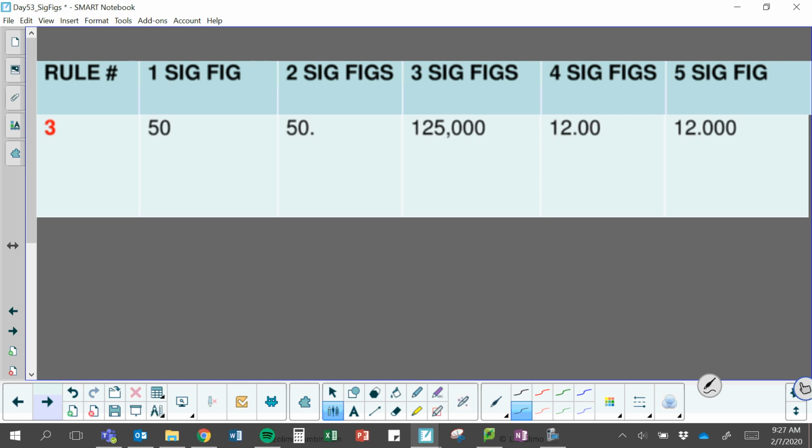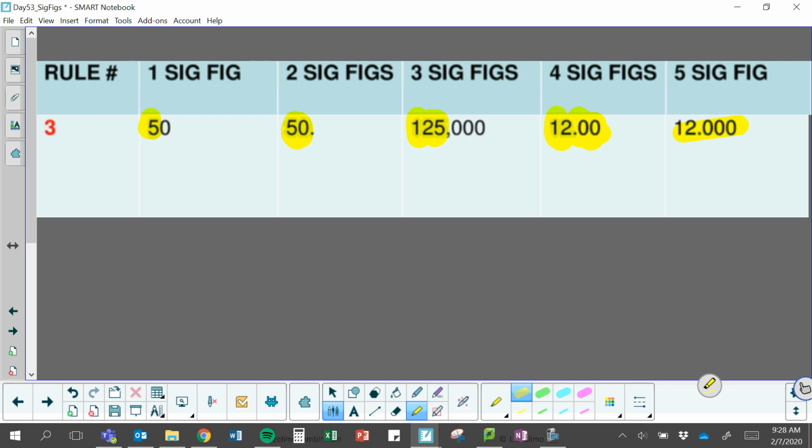Okay, so now here we have our rule 3. Again, we're going to focus on when the zeros are significant. I'm going to highlight the numbers. We have a 5 that's significant, but that 0 is not. Here, both the 5 and the 0 are significant. Here, the 1, the 2, and the 5 are significant, but the zeros are not. Here, all numbers are significant, and same with the last one.